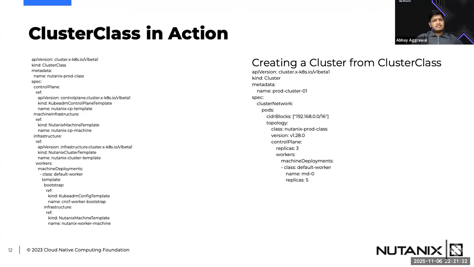The infrastructure section defines cluster-wide settings. For Nutanix, this is where you specify the Prism Central endpoint, credentials, and network settings. Worker section. Workers can have multiple classes. Maybe you have GPU workers and regular workers. Each has bootstrap configuration, kubeadm settings, and infrastructure VM sizing.